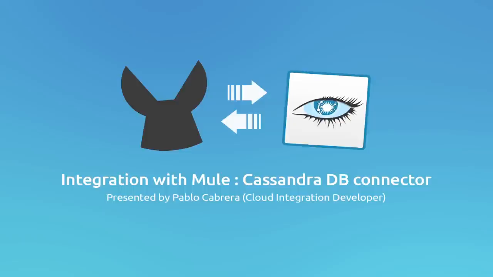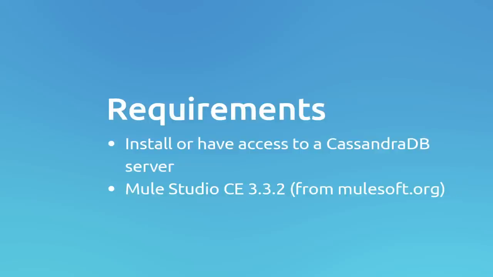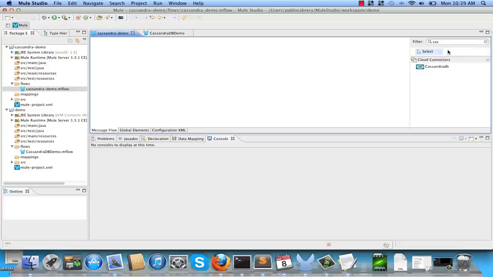On this occasion, I'll be explaining how to make a MuleStudio application using the CassandraDB connector. In order to build and run this application, you will need MuleStudio, the CassandraDB connector, and have access to or installed a CassandraDB server. Let's start by adding a key space.